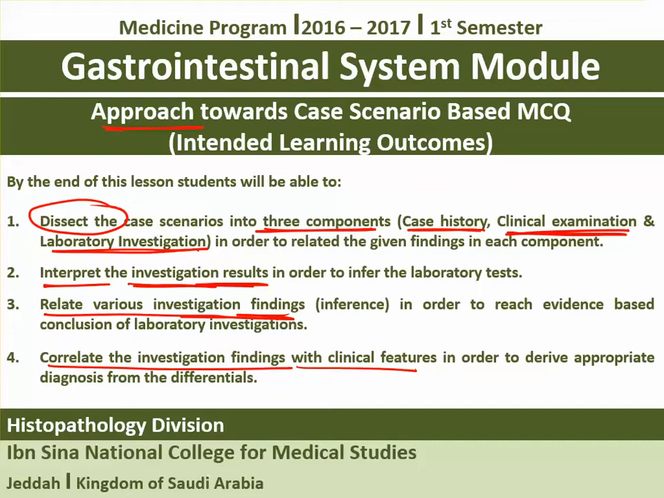So this is evidence based diagnosis. This diagnosis will come from those differential diagnoses. So this is about correlation. There are 4 steps. One is dissecting the case scenario, then being able to interpret the given values, then you should be able to relate the investigation findings given in the case scenario, and be able to correlate the final conclusion of the investigation findings with the clinical findings.